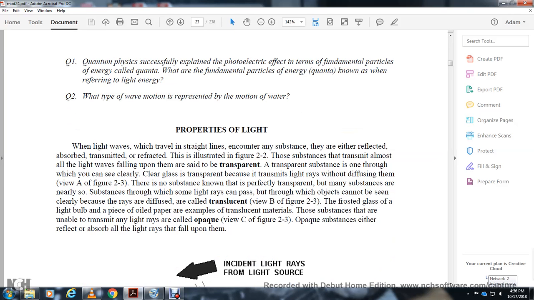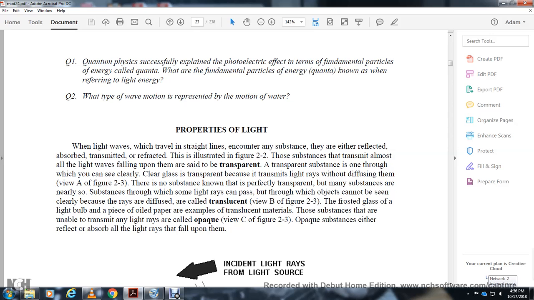Properties of light. Light waves travel in straight lines until they encounter a substance, where they either reflect, absorb, or transmit and refract, as illustrated in figure 2-2. Substances that transmit almost all the light waves falling upon them are said to be transparent. A transparent substance is one through which you can see clearly. Clear glass is transparent because it transmits light rays without diffusion, as in view A of figure 2-3.